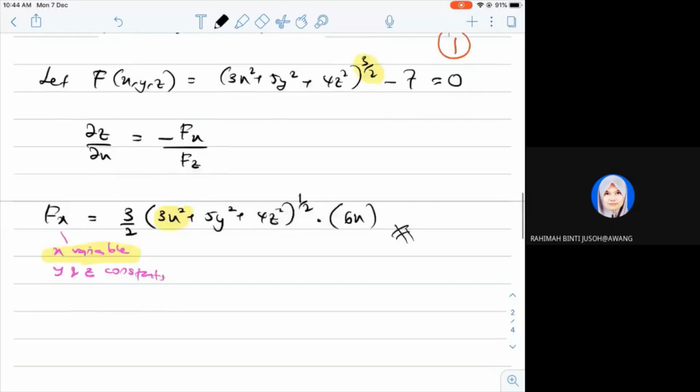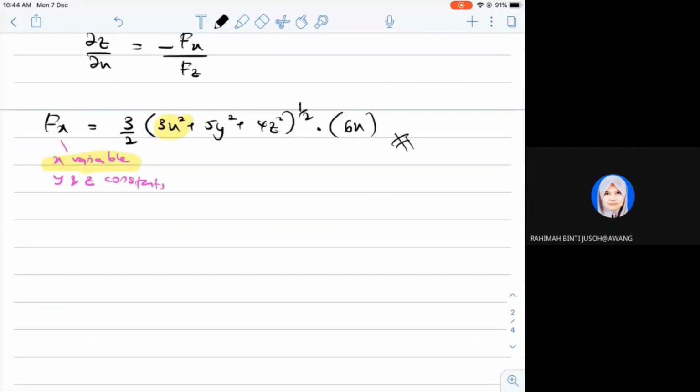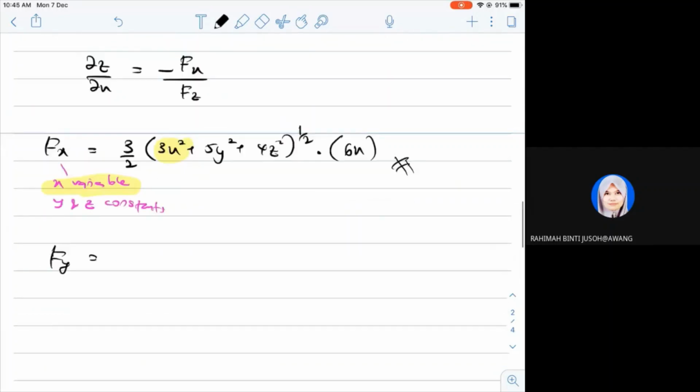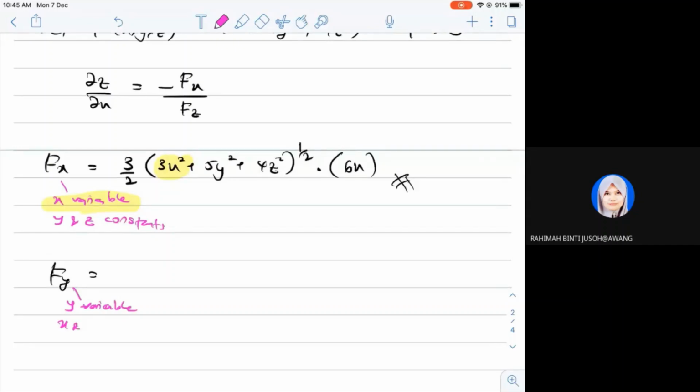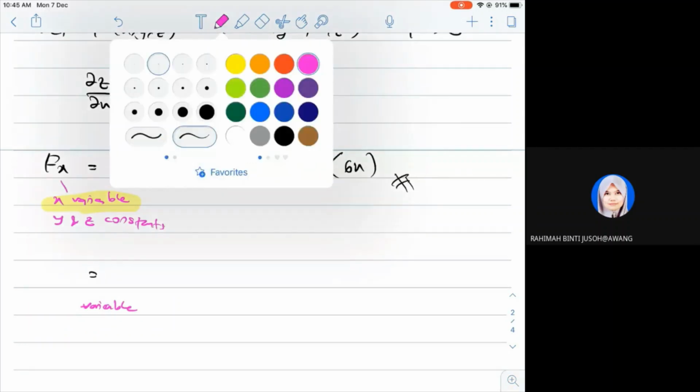And then next, we need to find fy. When it is fy, the concept is the same, guys. Y means y variable. Okay, y is the variable. And of course in this case, x and z become constants. I want to find del z del x earlier. Let's do it one by one. We find fz, because I want to find fx over fz.